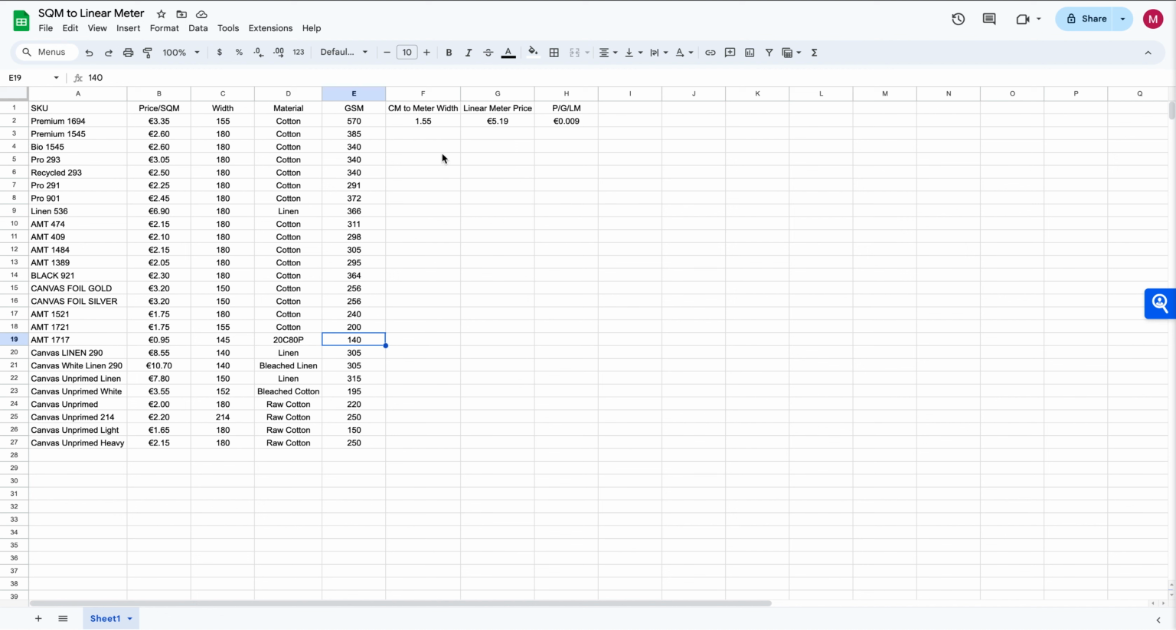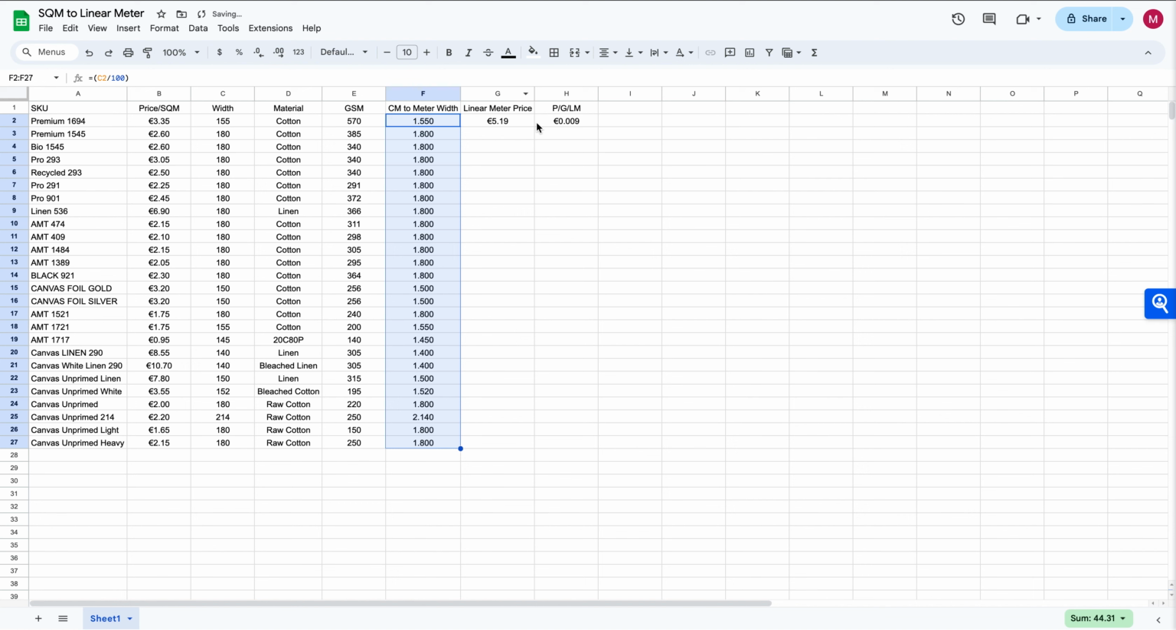Either way, what I want to see here is the price per linear meter. And so this is the formula for it, but I broke it down here. So here you can see this C2 divided by 100. I wanted to show you what it looked like before throwing it into this slightly larger formula. So here we have centimeters to meter, super easy to figure out what that means. That's just 155 divided by 100, and that gets you 1.55.